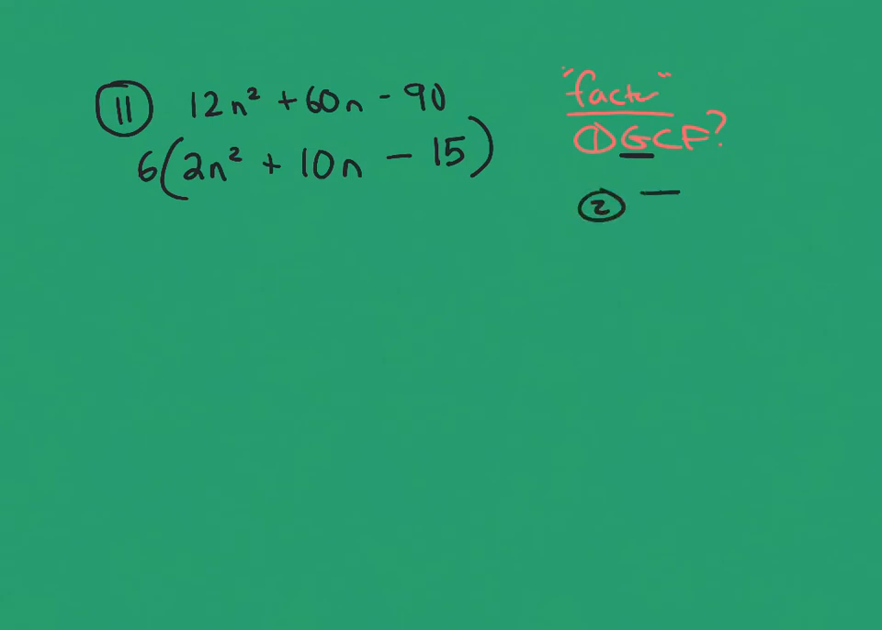Okay, next we've got a trinomial inside. And I do want to put a star on this one again because the number in front of n squared isn't 1. So in this one, we do the AC method, where we're going to multiply those and then rewrite the middle. And keep in mind, you do consider the sign. So it's not 2 times 15, it's 2 times negative 15, which would be negative 30.